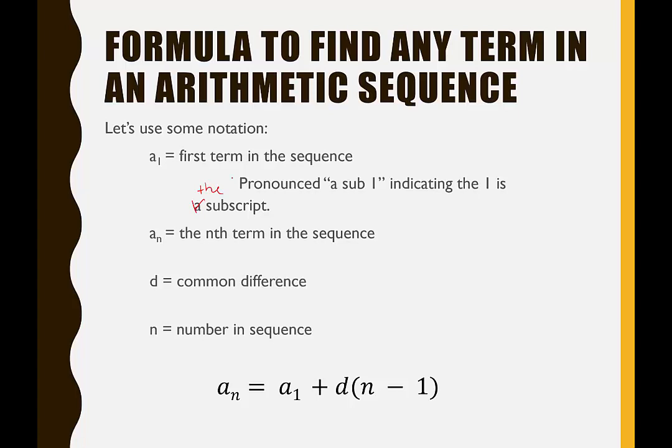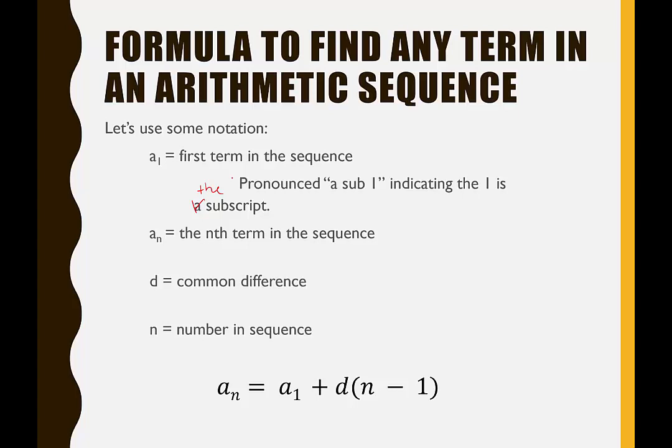Subscript is like the opposite of an exponent, although it has a very different meaning. You've seen subscripts before. If you've ever used the slope formula, y2 minus y1 over x2 minus x1, the 2's and 1's are also subscripts. All right, next we have a sub n. That's the nth term in the sequence. d is the common difference, and n is the number in the sequence.